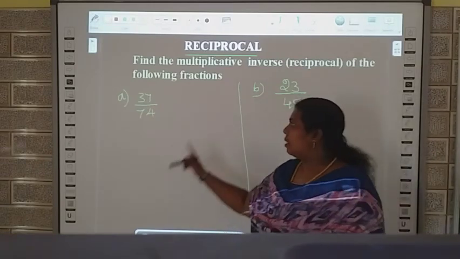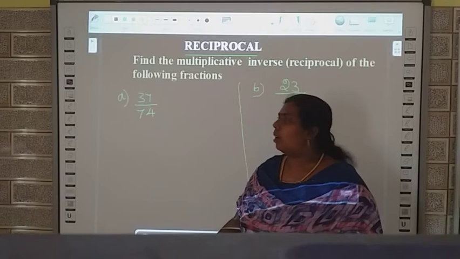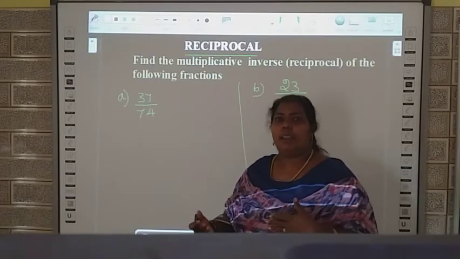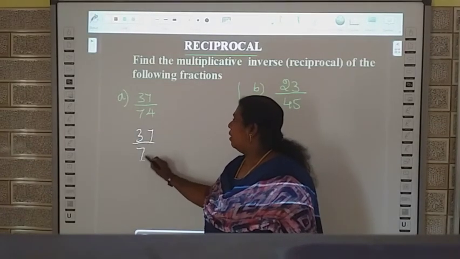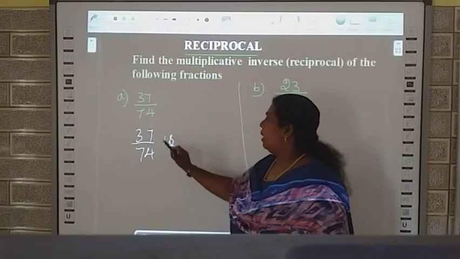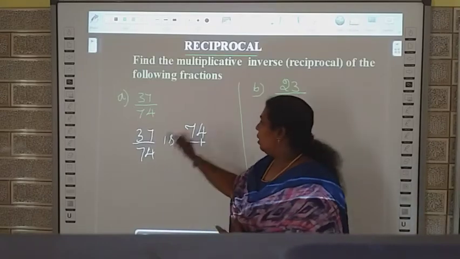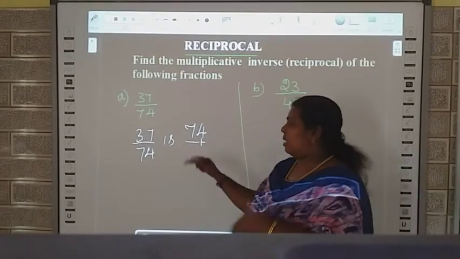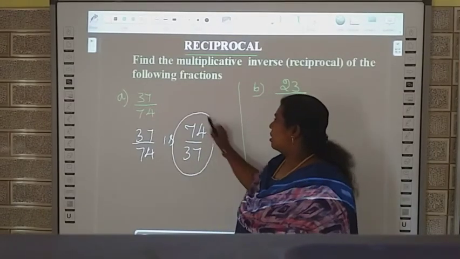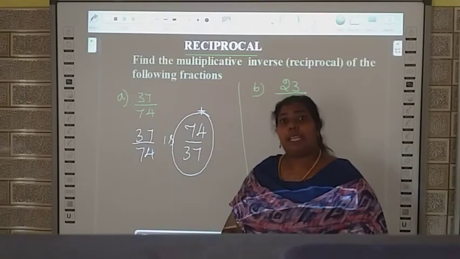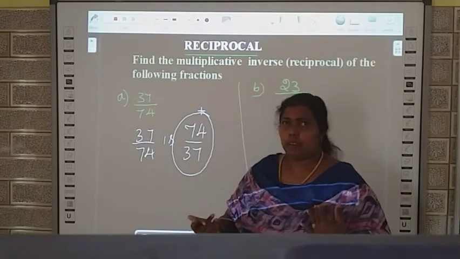37 divided by 74, the first question. The multiplicative inverse or the reciprocal means you just interchange the numerator and denominator. That's all. See here, 37 divided by 74, the reciprocal value is 74 over 37. Just interchange the numerator and denominator. Okay, 74 will become the numerator, then 37 will become the denominator. Understand? That's all. This is the reciprocal or multiplicative inverse.